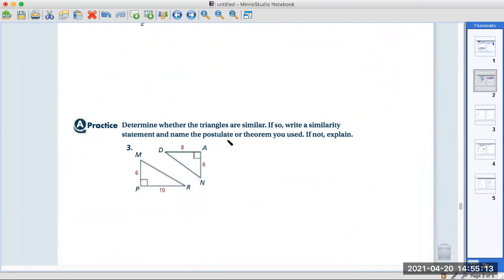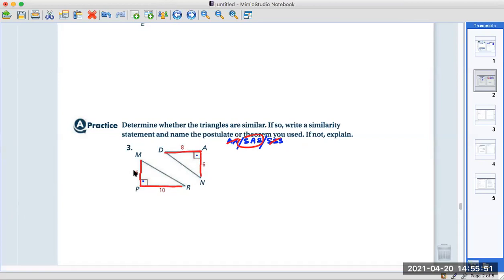If not, explain. The postulates would be AA, SAS, or side, side, side. Those three. Okay, let's look. We got one angle, that's good, but two sides. I know I have to use this one because we have one angle and the two sides that form that angle. They call it included. So this is my goal.